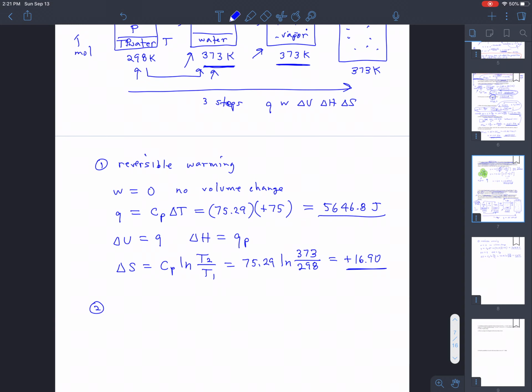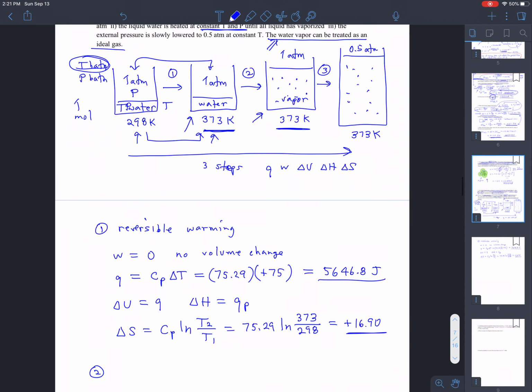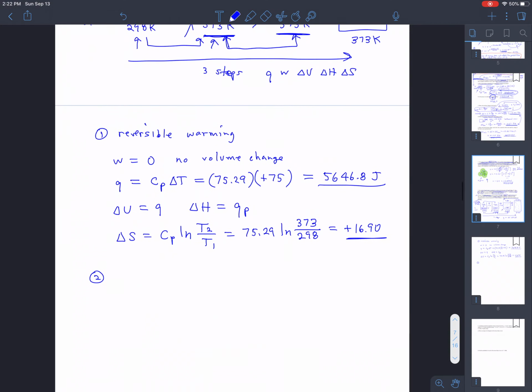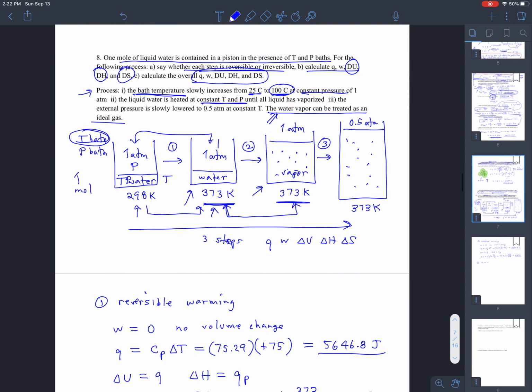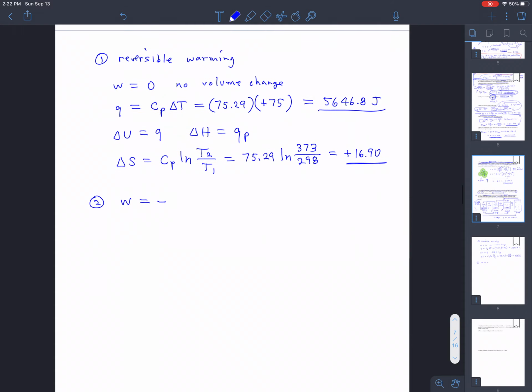Step number two is vaporization, but notice at constant temperature. So it's a constant temperature vaporization. In that case, what's the work? Well, it will be equal to, also at constant pressure, notice. So it's a constant temperature, constant pressure process. So work is equal to minus P times the volume change for the system. What's the volume change? The pressure is 1 atmosphere.